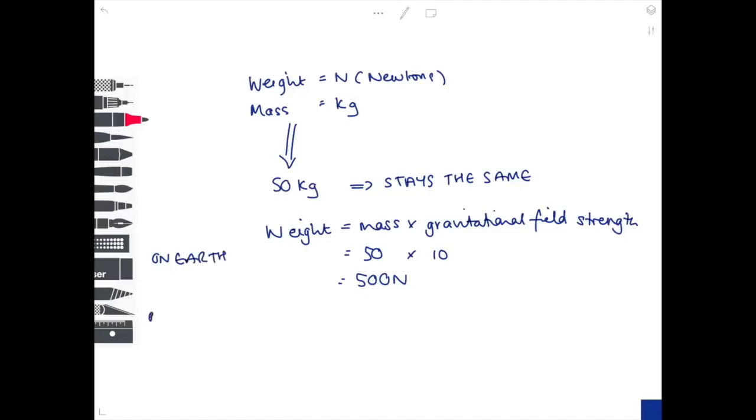However, on the Moon, if we do the same calculation, we find that although your mass is still 50, your gravitational field strength is hugely reduced on the Moon to, in fact, only 1.6, meaning that your weight on the Moon is only 80 newtons. So this is a huge change. Your weight has drastically decreased on the Moon, whereas your mass has stayed the same. So although in everyday life we talk about how much we weigh, we say 50 kilograms, remember that's inaccurate and that we're actually discussing our mass. And as long as you can use this equation, weight equals mass times gravitational field strength, you'll have no problems.